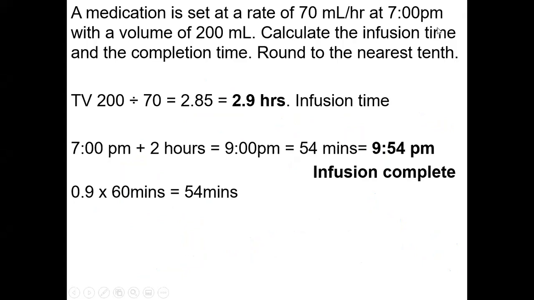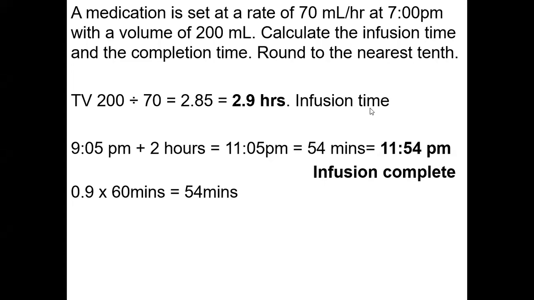Okay, medication rate of 70 with a volume of 200. Your total volume is 200 divided by the 70. That gave us 2.85 hours. We rounded it up to 2.9 hours, and that's our infusion time. Okay, so our infusion time was 2.9 hours. We started at 9:05. If you add 2 hours to 9:05, that brought us to 11:05 p.m. Then we took the 0.9 hours that were left over. Okay, we multiplied that times 60 minutes. That gave us a total of 54 minutes. We added that to the 11:05 p.m. and that gave us a completion time of 11:54 p.m.